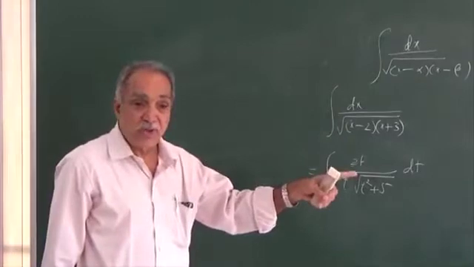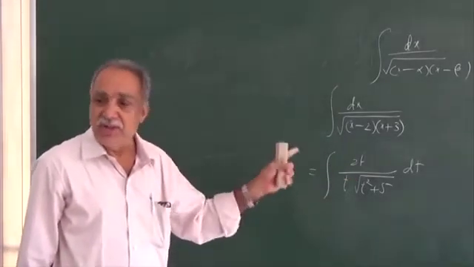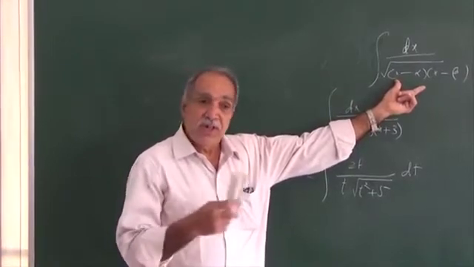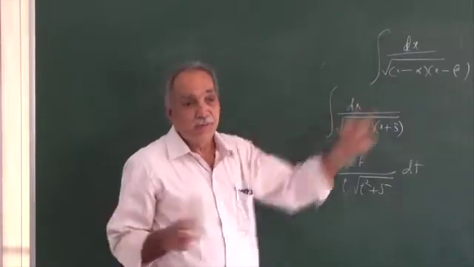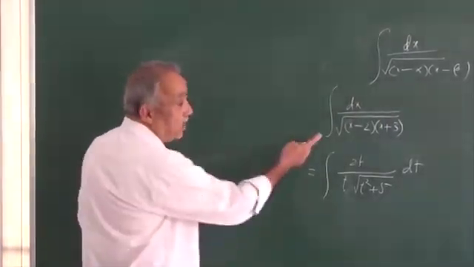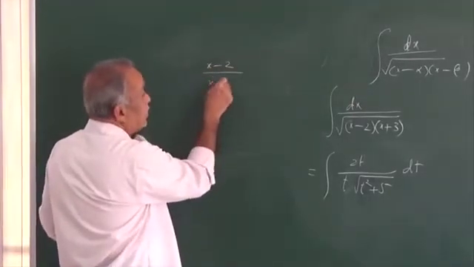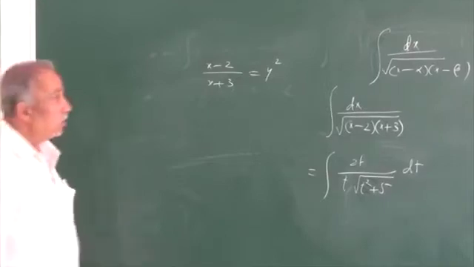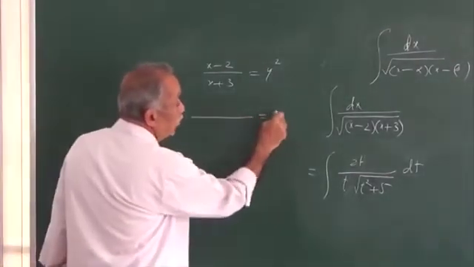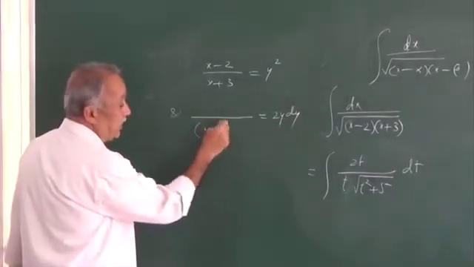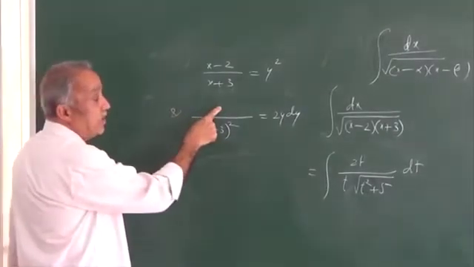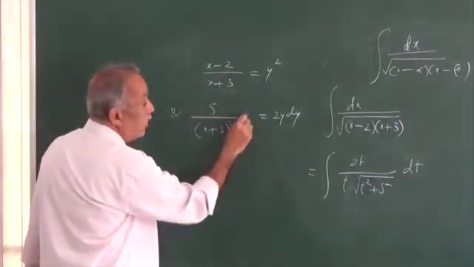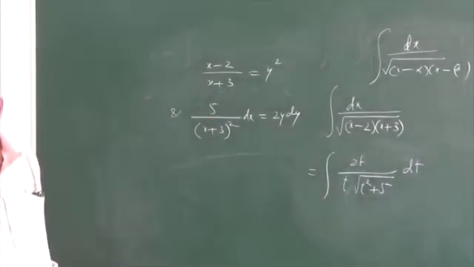Even if you apply the other available substitution, x plus 3 equal to t square, integration will be equally simple. But this advantage you have only when this is a factorizable quadratic. Otherwise, depend on method of completing squares only, no option. Okay. The other substitution next. In the same situation, we will be trying x minus 2 by x plus 3 equal to y square. Or 2y dy equal to x plus 3 whole square denominator, x plus 3 into 1 minus x minus 2 into 1, x plus 3 minus x minus 2. 5 dx by x plus 3 whole square equal to 2y dy.